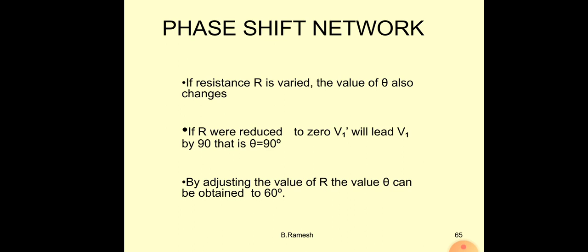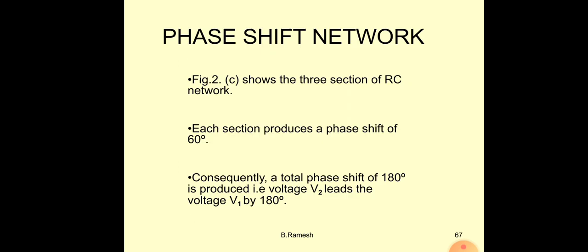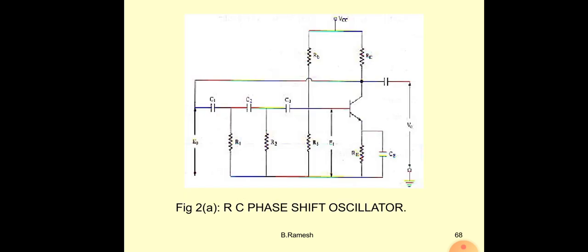If resistance R is varied, the value of theta also changes. If R were reduced to 0, V1 would lead V by 90 degrees, that is, theta is equal to 90 degrees. By adjusting the value of R, theta can be made 60 degrees. So this is the RC phase shift network.